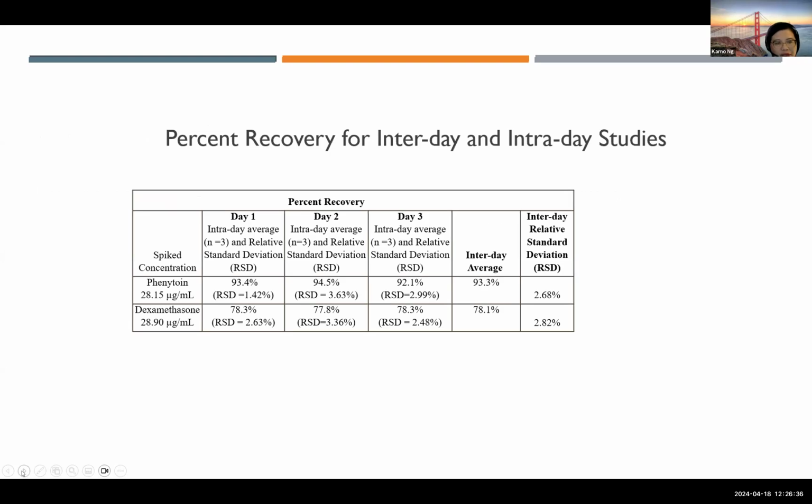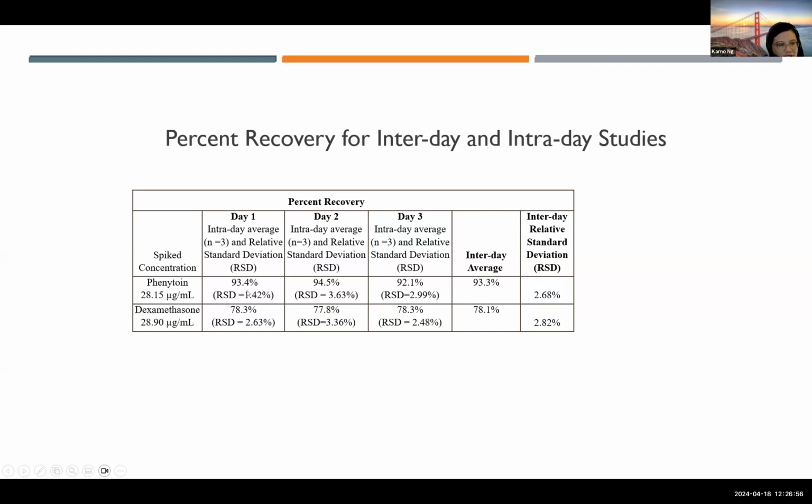So then we perform interday and intraday study. Here's the result for it. We do 3 days, and then we compare those 3 days, and that's the interday. As you can see here, for both drugs, for both the phenytoin and dexamethasone, the percent recovery is pretty good.